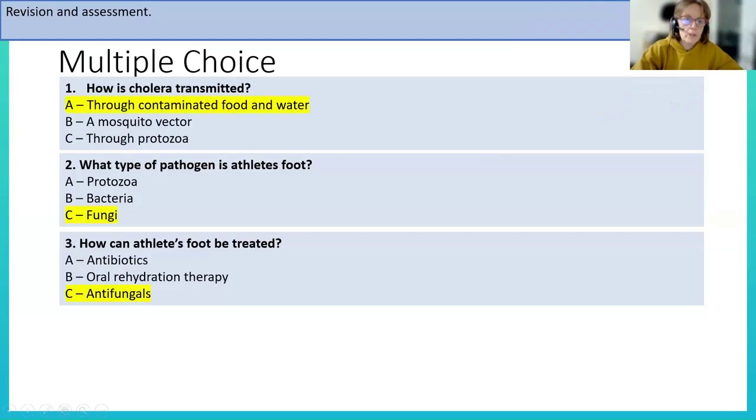There you go. So cholera, contaminated water usually, and food, but it's usually water. Athlete's foot is fungal, so it can be treated with antifungals.